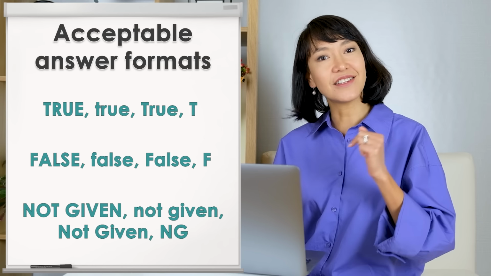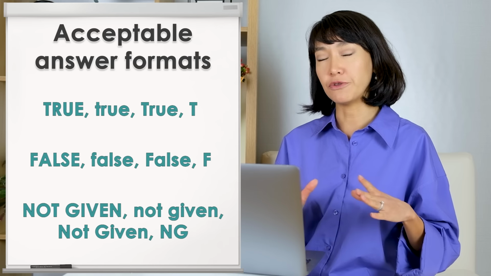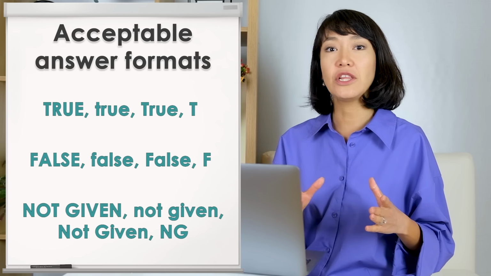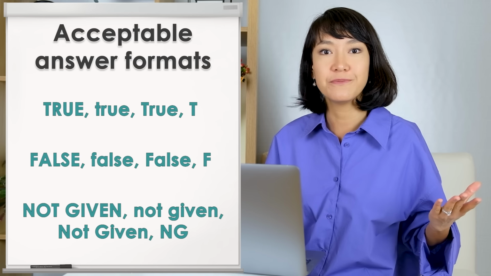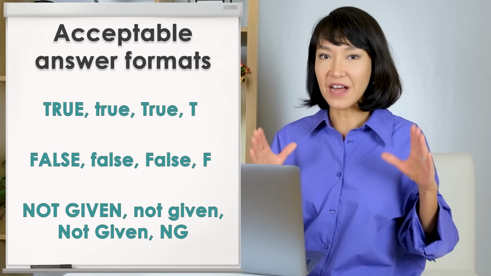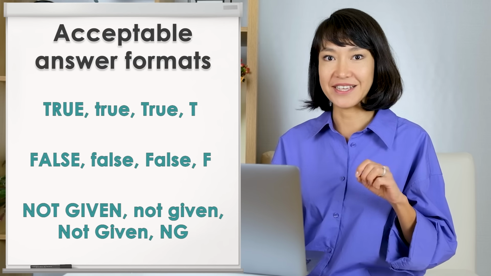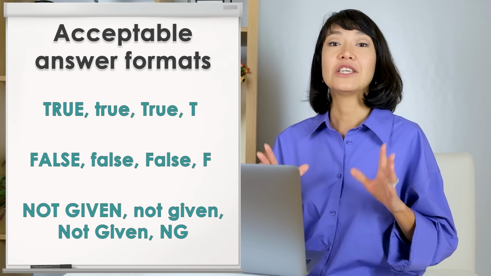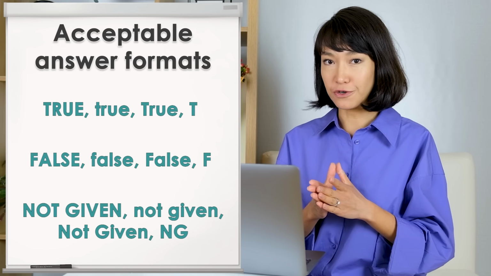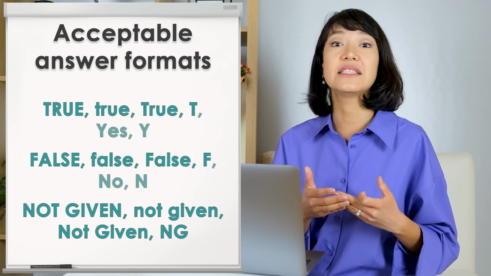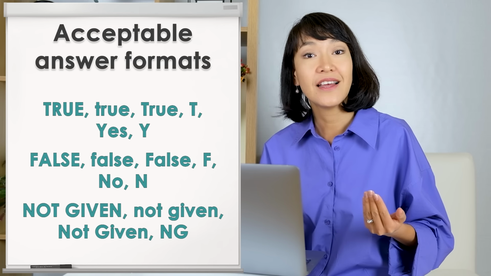But there is another type of task, yes, no, not given, which is very similar. What if you mix up the two and you answer yes instead of true? Well, I found the official confirmation that this answer will be marked as correct. So if the answer is true, you can say true, you can say T, you can say yes, you can say Y. I'm gonna link this official video in the description if you'd like to check it out.